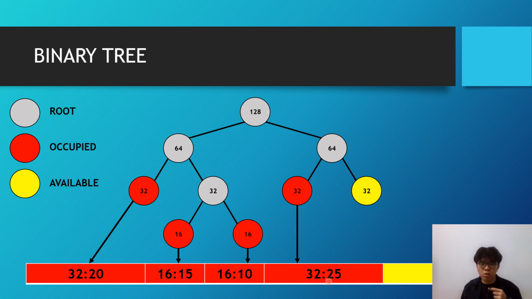And for the allocation of 25, it is also the same, as the nearest power of 2 for 25 is also 32. So the system will allocate it into the block of 32, and the other 32 will be left available for the next allocation.